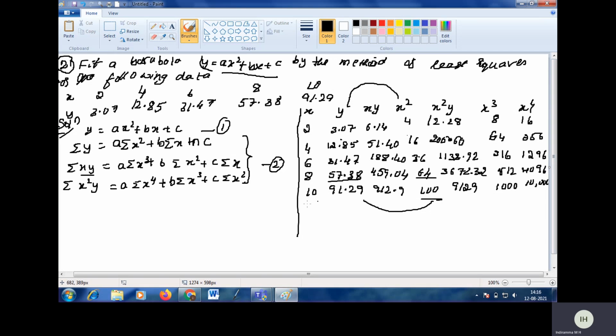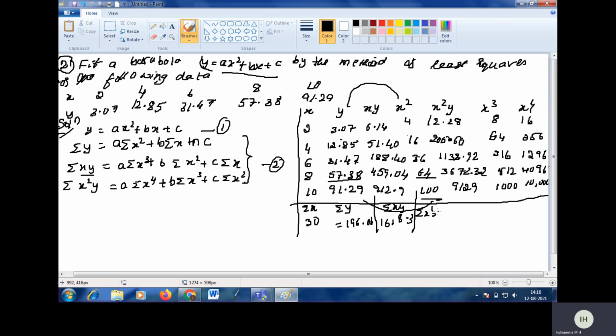Now we have to do the summation for the columns. Summation of first column will be the summation of x. Adding the first column values, 10, 20, 30. Okay. What is summation of y? Summation of y will be 196.06. Next, similarly, summation of xy will be 1618.3.